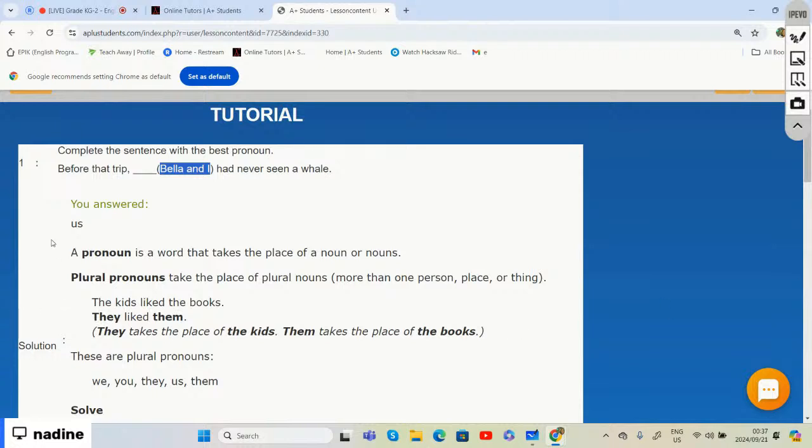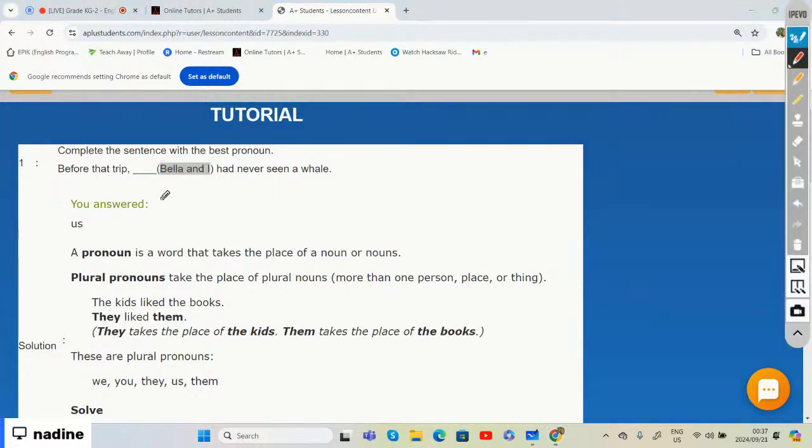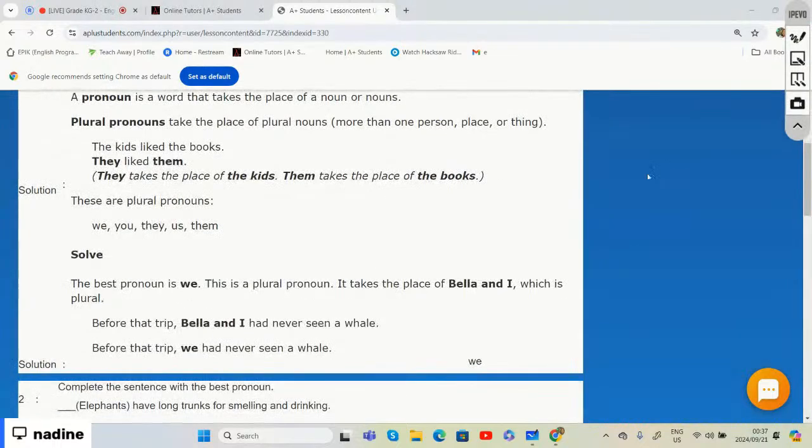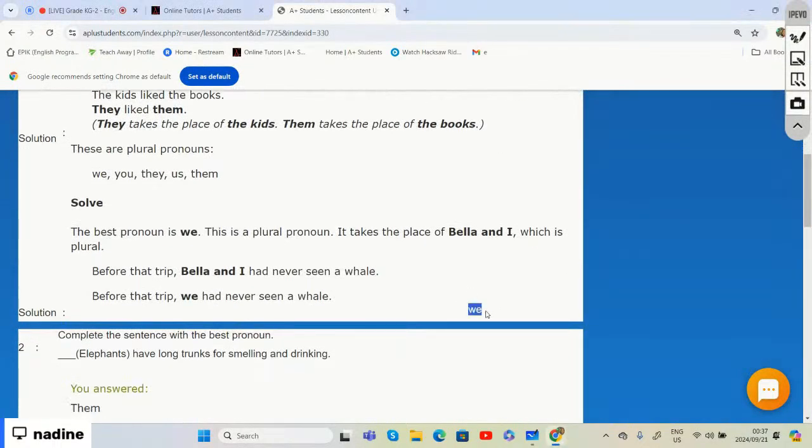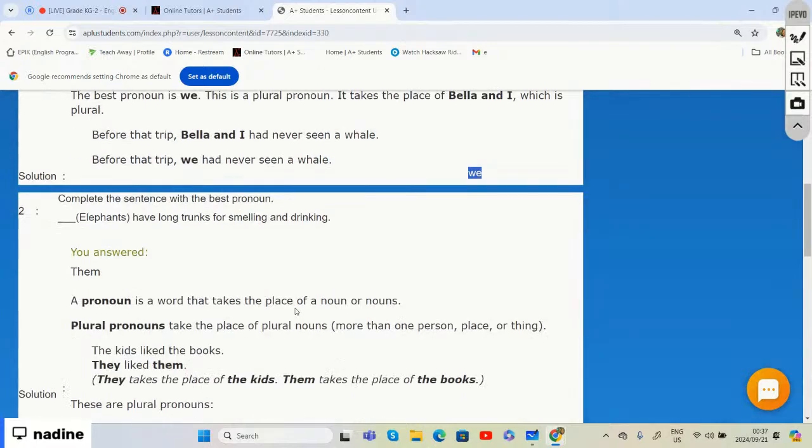All right. And if we replace the noun Bella and I with the pronoun, we can say before that trip, we, it refers to Bella and I, had never seen a whale. We had never seen a whale, right? So we refers to Bella and I, because we is a pronoun also.